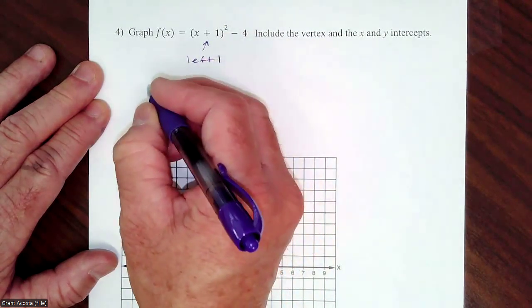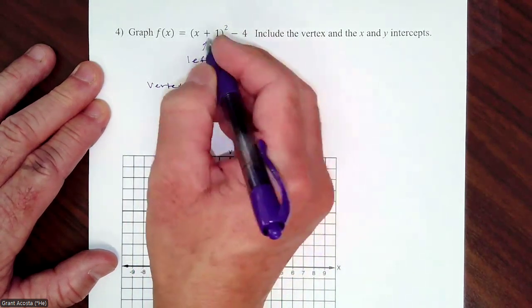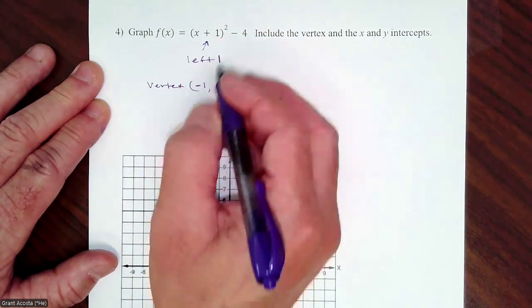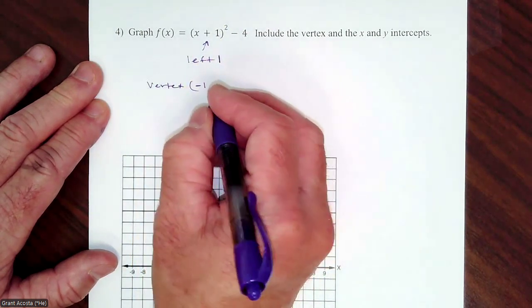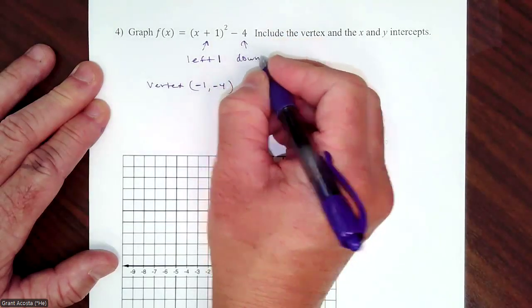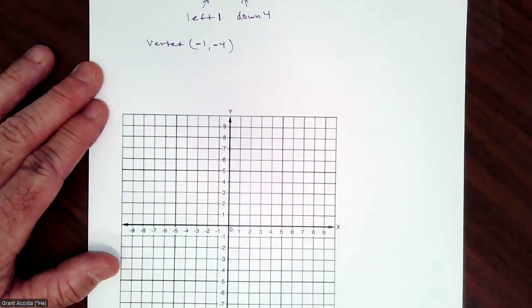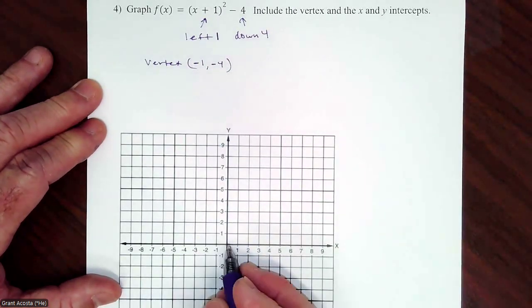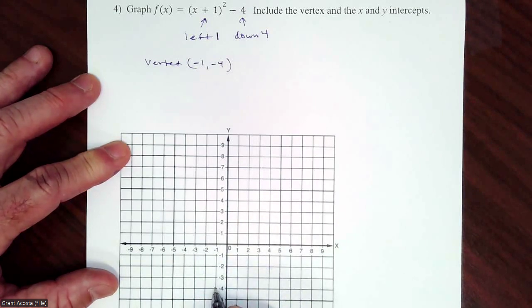So I know my vertex is going to be at negative 1 because my default vertex at x is 0. Now, if x is negative 1, this part would be 0, and notice my y value would be minus 4, and that's because this is moving my graph down 4. Again, my default for my regular parabola is 0, 0. We've moved the vertex and the whole graph left 1, down 4, so that is my new vertex, negative 1, negative 4.